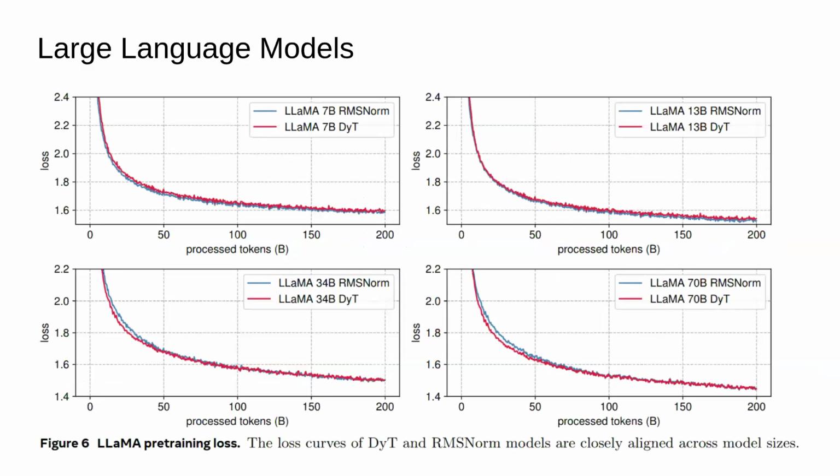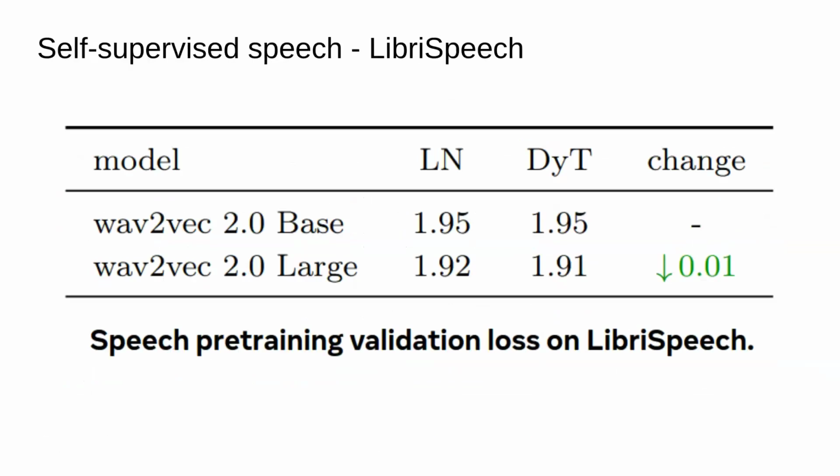Okay, then here the loss curves, again, very similar. And then here for speech, it's the same results again. Okay, this is our answer. It's base, not big. So it's base and large. That's what the B stood for.